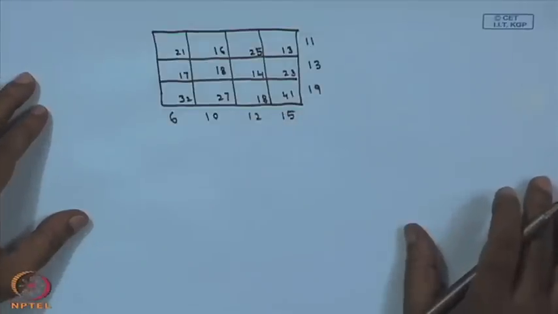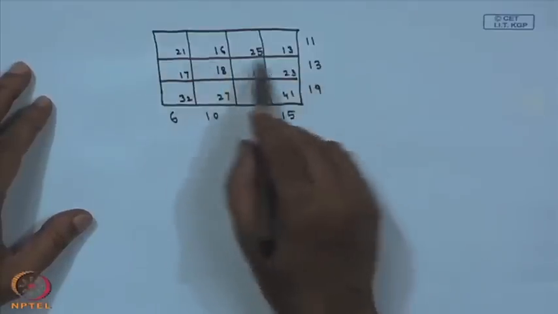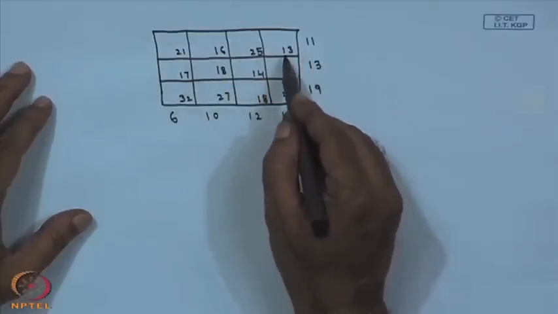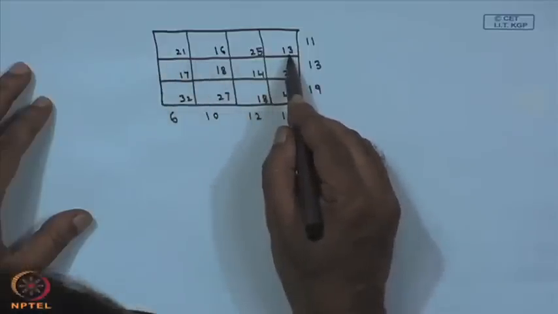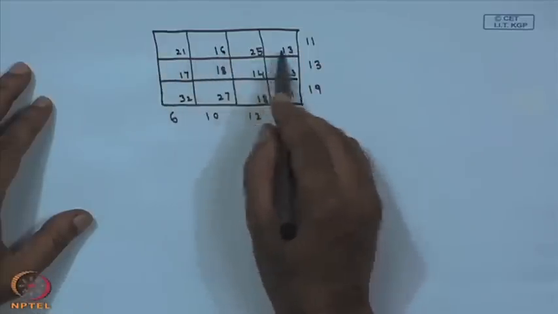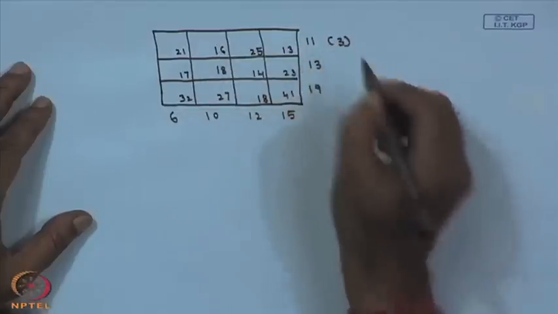So, what I have to do using the VAM method? In the VAM method, first I have to find out for one row what is the least cost and what is the second least cost. If you see in the first row, the least cost is 13 and the second least cost is 16. So, the difference of 16 minus 13 is 3. So, within brackets I am writing it here.